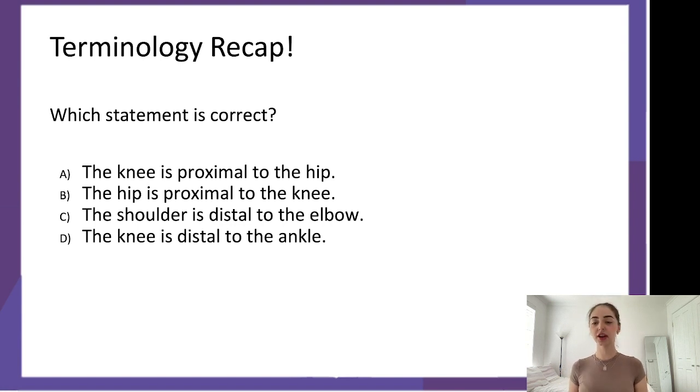Okay, which statement is correct? A, the knee is proximal to the hip. B, the hip is proximal to the knee. C, the shoulder is distal to the elbow. D, the knee is distal to the ankle. And remember, guys, Q&A, please keep asking questions.